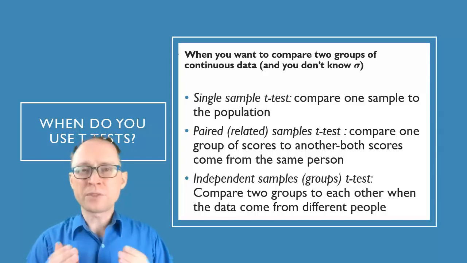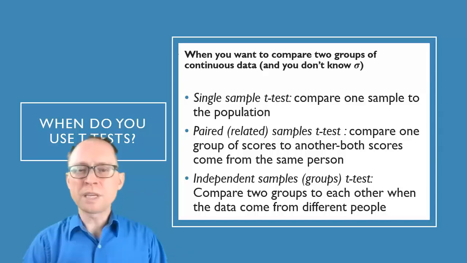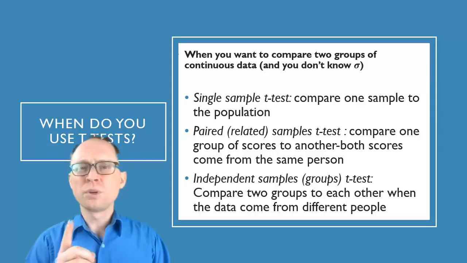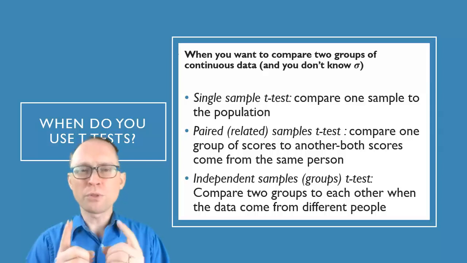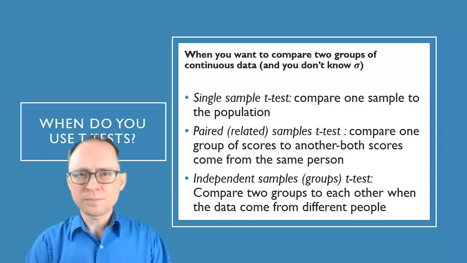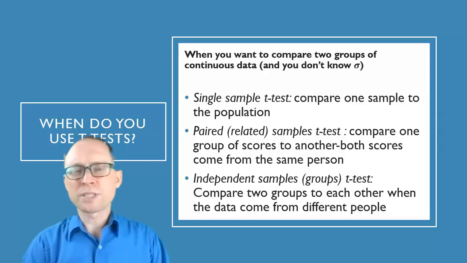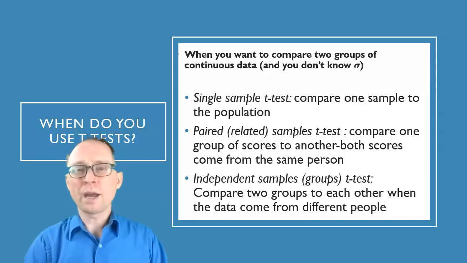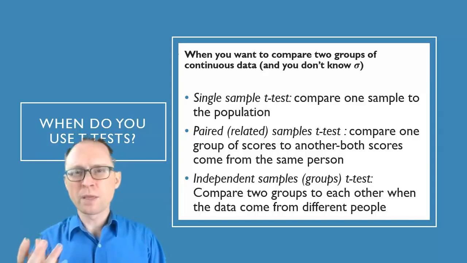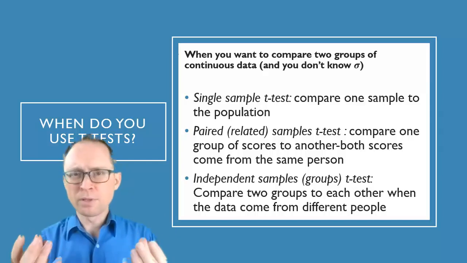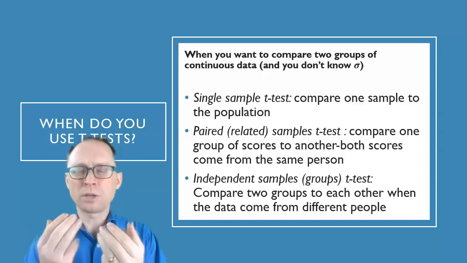A paired samples t-test, which is what we're talking about in this chapter, also called a related samples t-test, you're comparing one group of scores to another group of scores, but both of those scores come from the same people. So, for example, I want to know how stressed out people feel before and after spring break. So I collect stress before spring break, and then with the same people, I collect stress after spring break. The same people, so their scores are paired. That's why it's called a paired t-test.